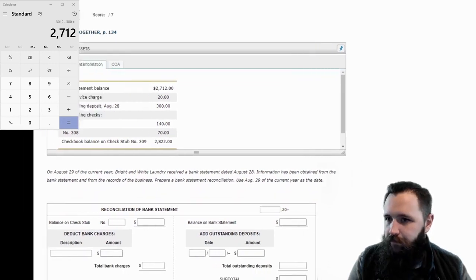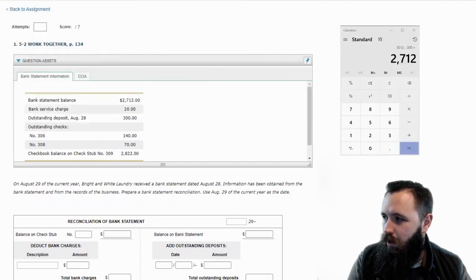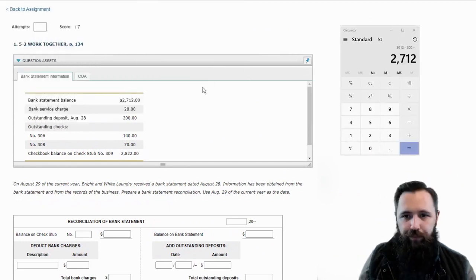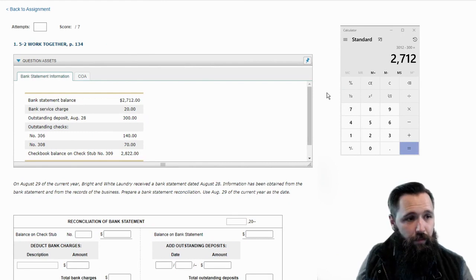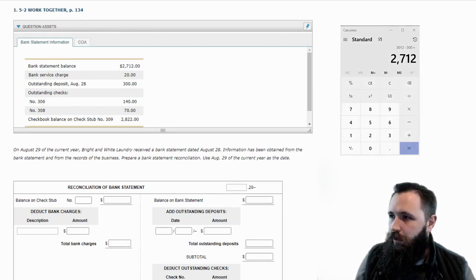All right, let's do that. Almost there. We're almost there. Okay, here we go. So now we have some of the information that we need. Let's do a bank reconciliation form together. So here we are.